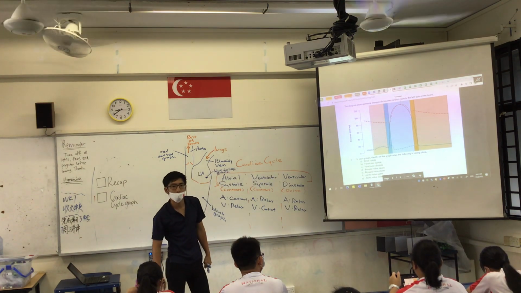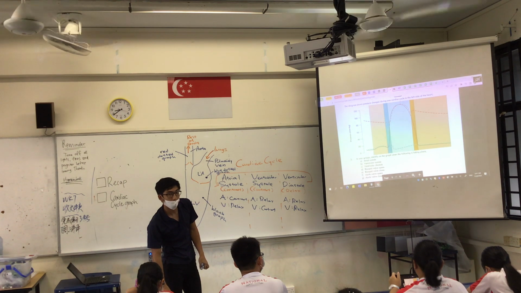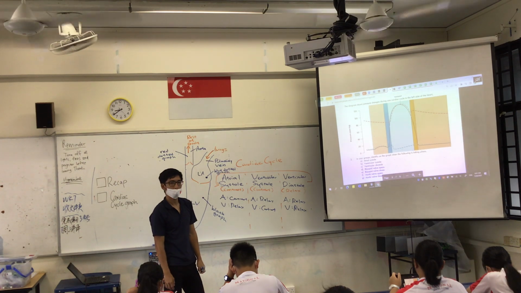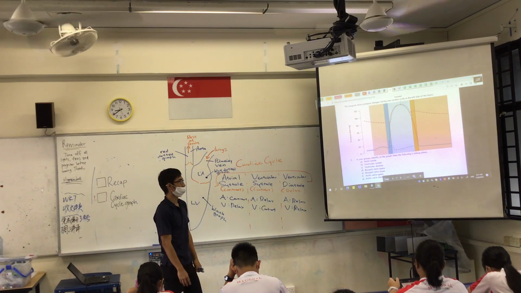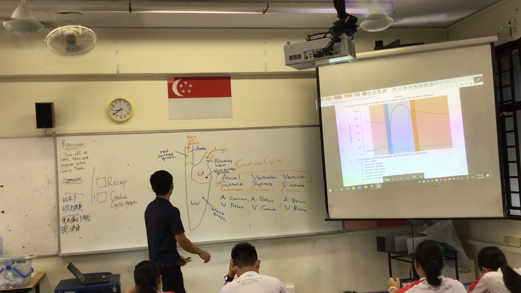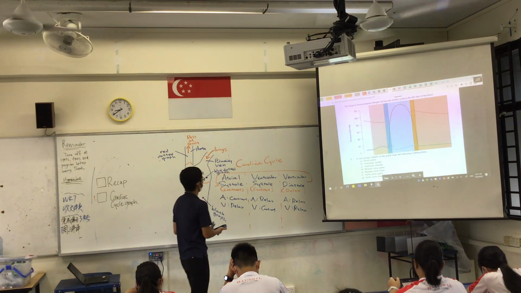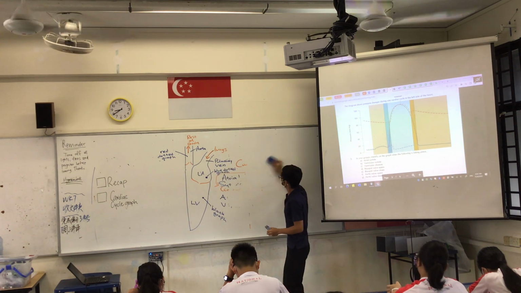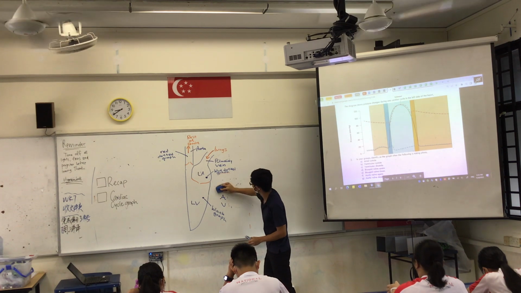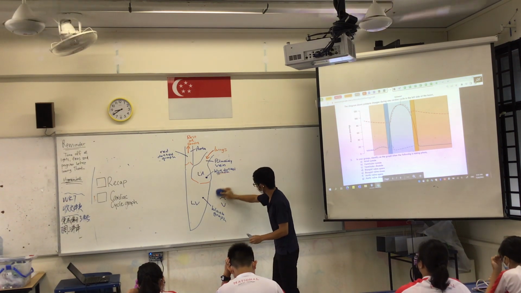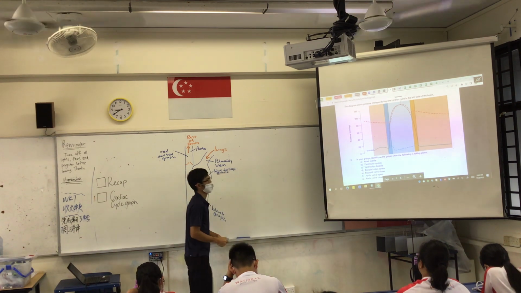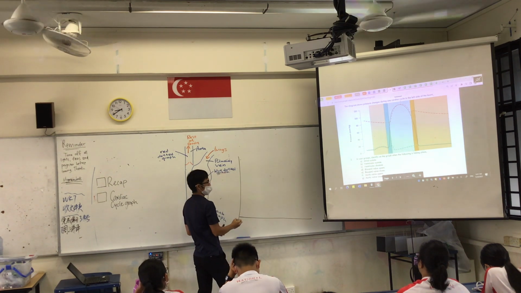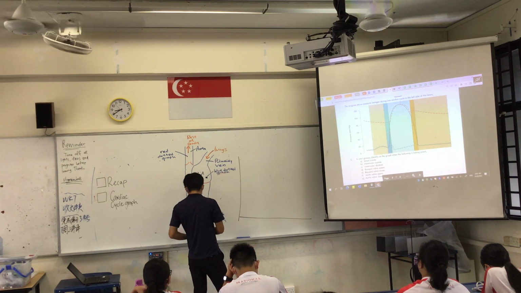Yes? But I meant, so the biggest graph will always be the ventricle. Correct. The biggest graph will always be the ventricle. Then the one at the bottom will always be the atrium. Always be the atrium. Your graph goes something like that. It's a blue graph and a red graph.